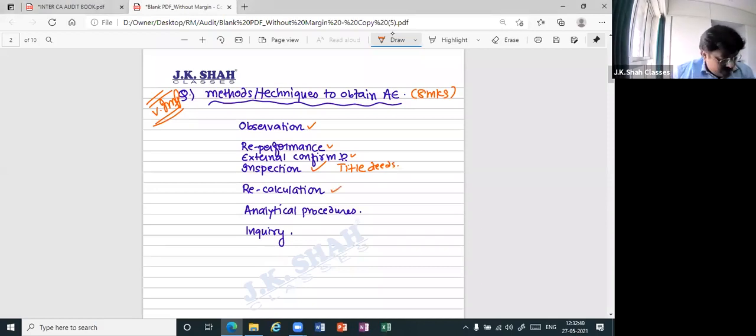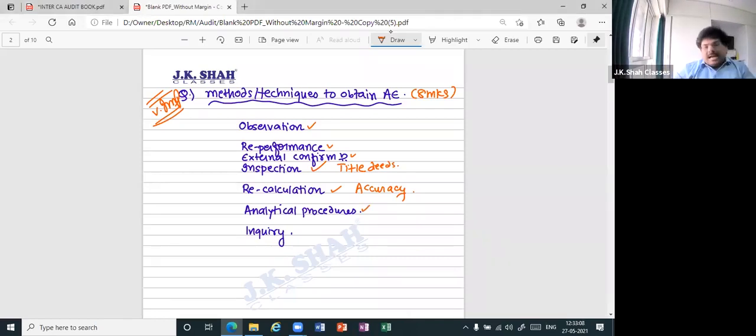Next is recalculation. Now, what do you mean by recalculation? As the name suggests, can I say the auditor is again calculating? Wait, first who calculated? Management. Now who is calculating? Auditor. Can you tell me why? Correct. In order to check the accuracy, whether what management have calculated is accurate or not. All cool.